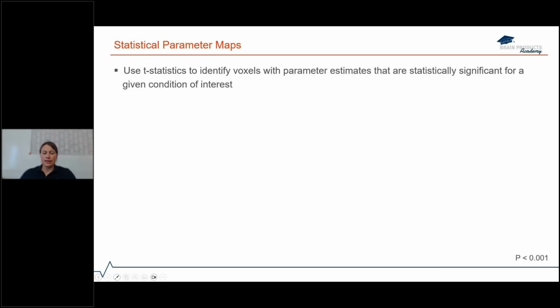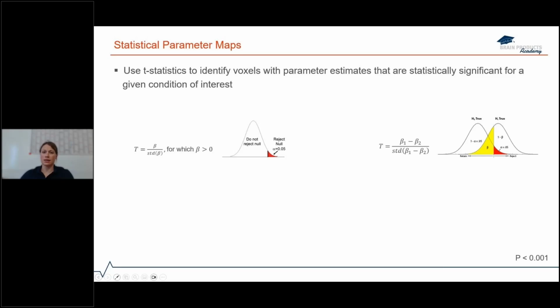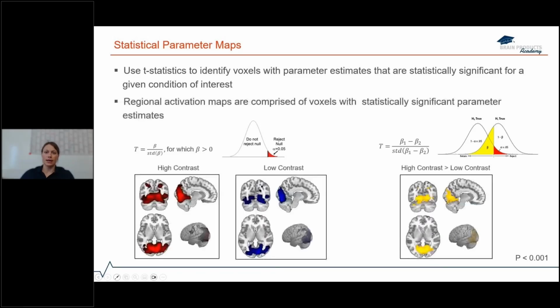Once we have estimated the parameter weights for all of our voxels, we need to perform some kind of statistical analysis to see in which voxels the parameter estimates for a given predictor function are statistically significant. We can do this by performing either a one-sample t-test if we're interested in examining one condition, or a two-sample t-test if we're interested in the linear combination or comparison of two experimental conditions. What we then see reported as regional activation maps in papers are the voxels that have beta estimates with a t-value that is statistically significant. And here we see an example of what the regional activation maps would look like for the high contrast checkerboard condition, the low contrast checkerboard condition, and then the comparison of high contrast versus low contrast.